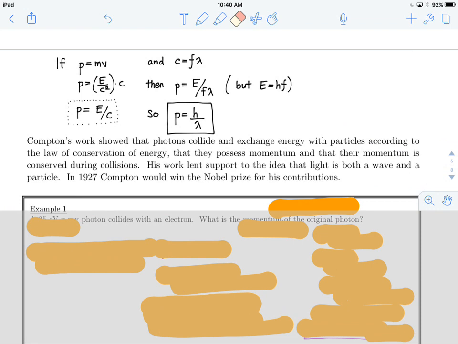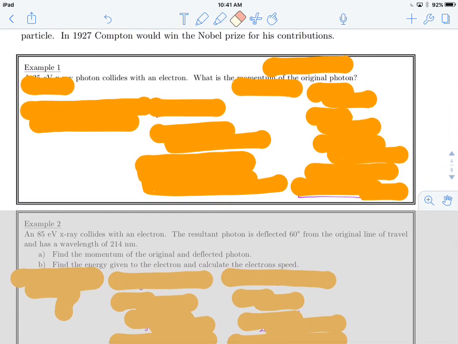And so this idea of Compton's lent support to the idea that light is both a wave and a particle. It has wave-like properties and particle-like properties. And in 1927, Compton won the Nobel Prize for this work. So let's take a look at a couple of examples of the Compton effect.